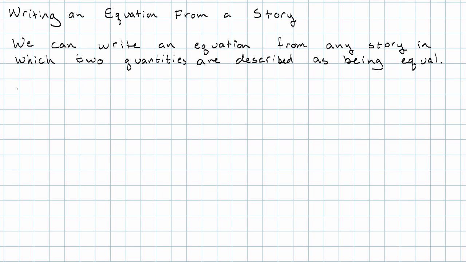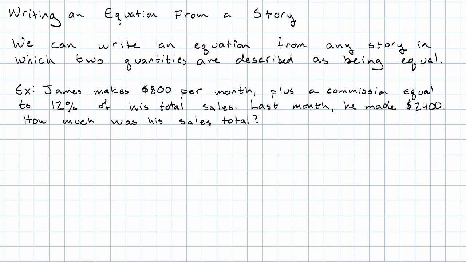An example of the first type might be something like this. Suppose we're told that James makes $800 per month, plus a commission equal to 12% of his total sales. Last month, he made $2,400. How much was his sales total? In this story, we're being told that the amount James made last month was $2,400.